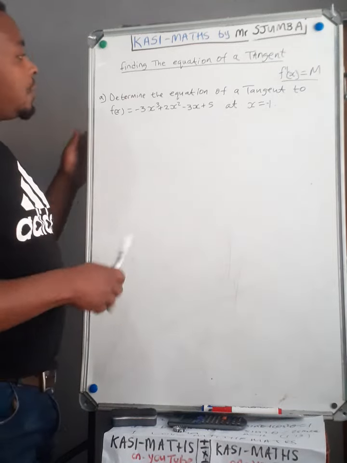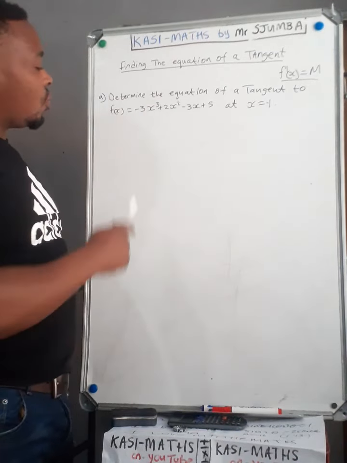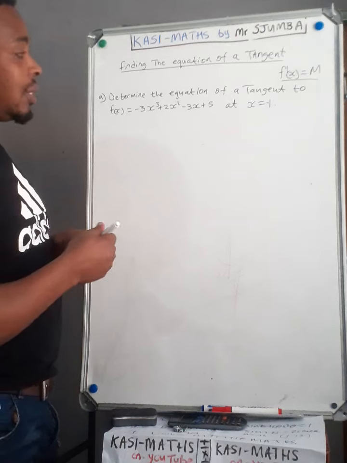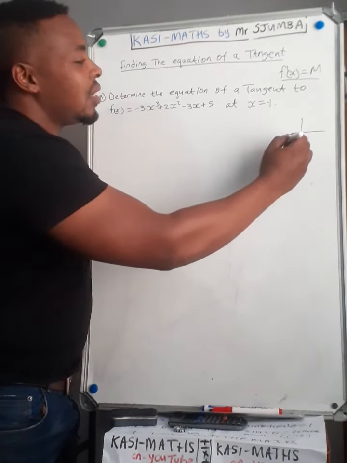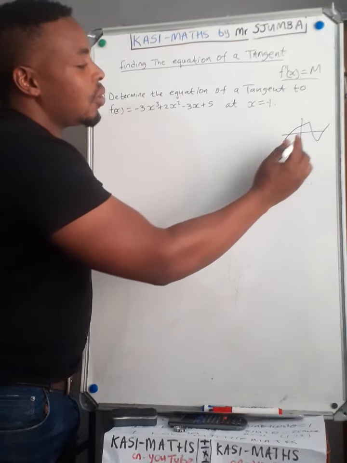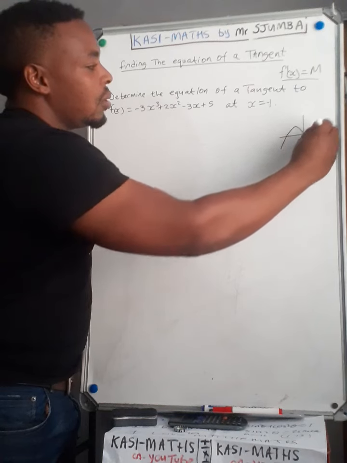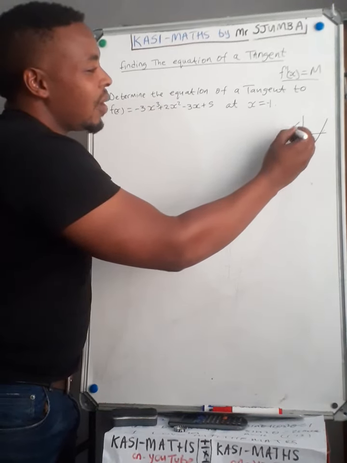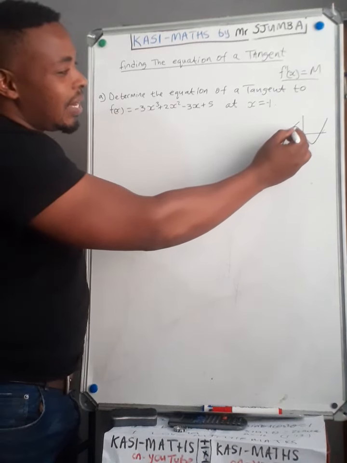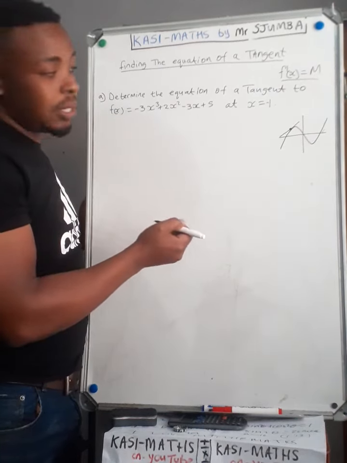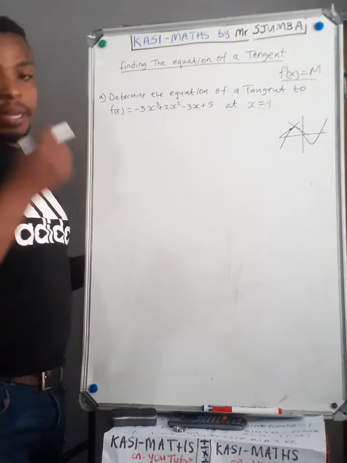In this video, we have to determine the equation of a tangent to f. As we know, a tangent line, let's say we have a cubic, touches the graph at a point. This tangent line is a straight line, and it has a gradient that is positive or, if the line slopes the other way, negative.